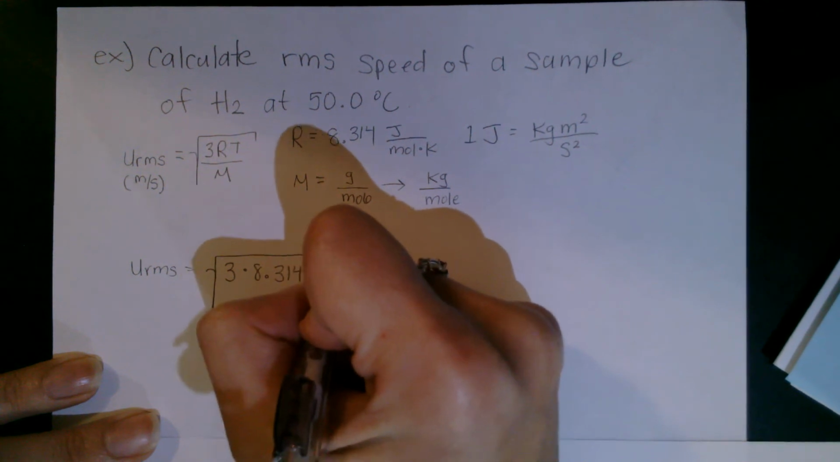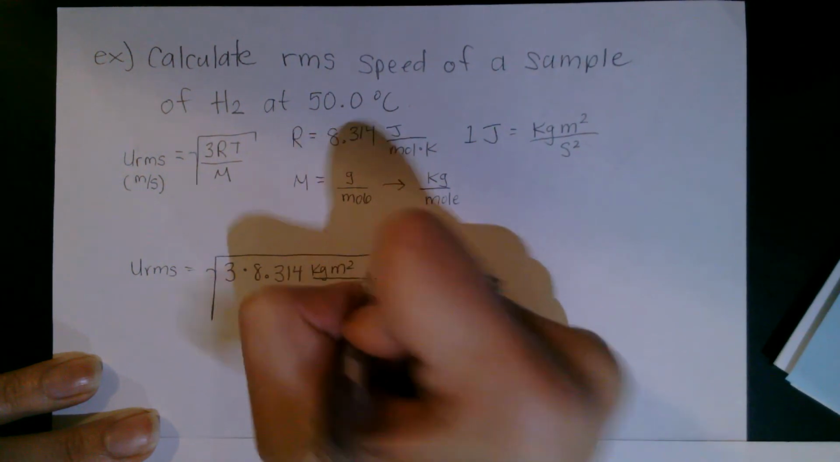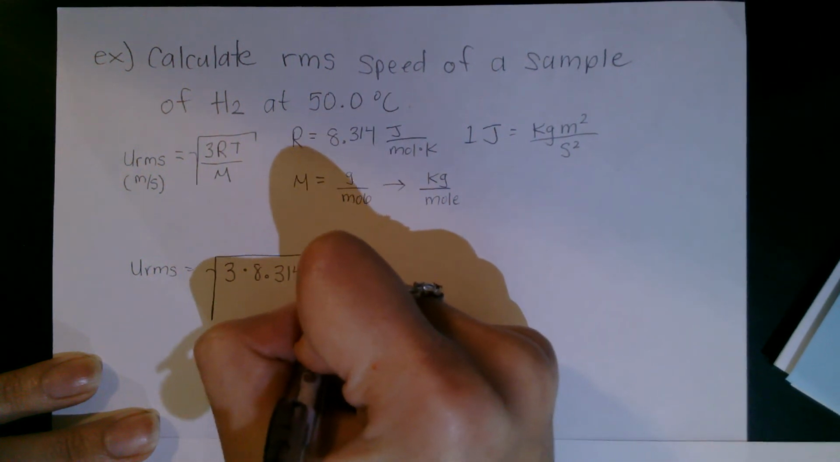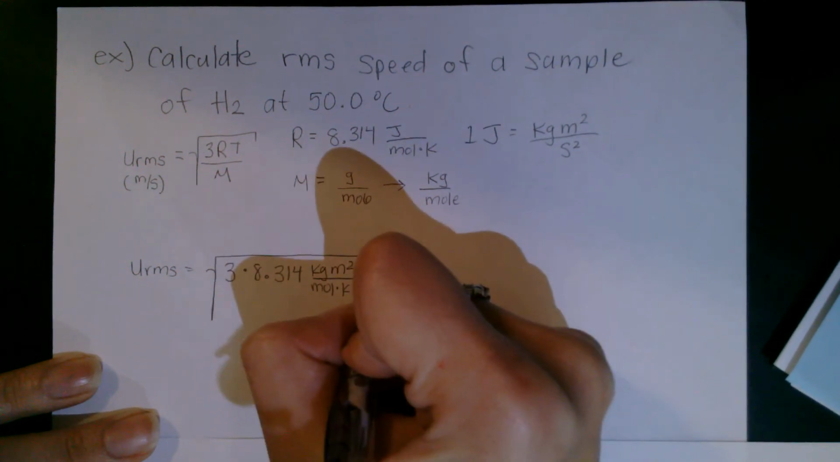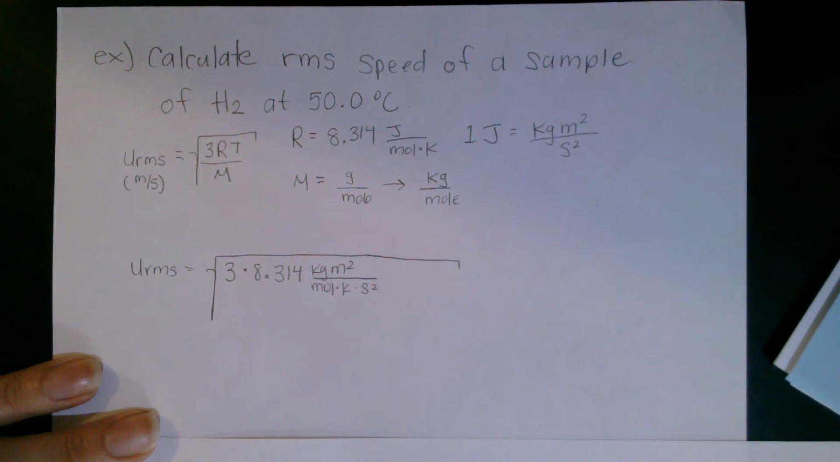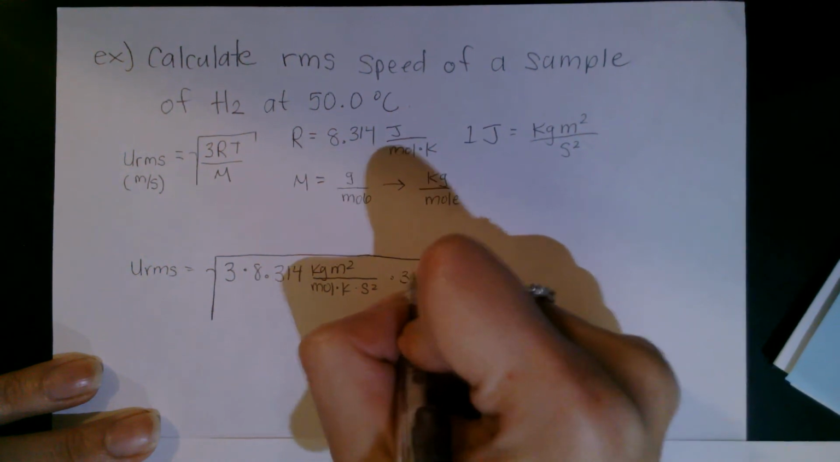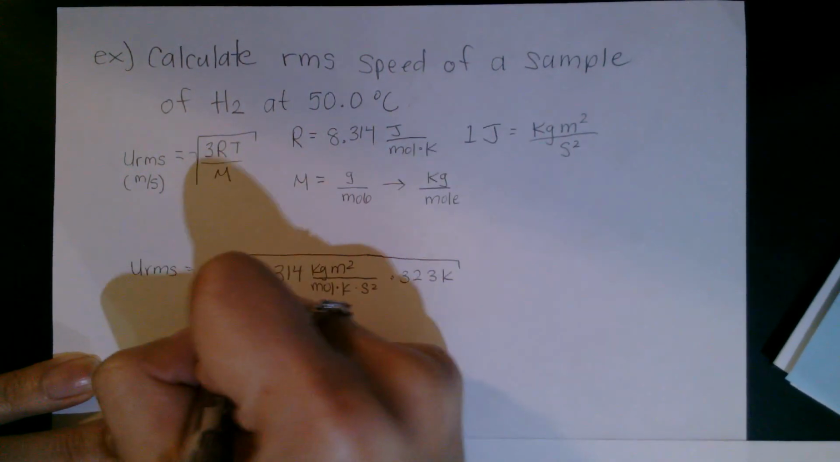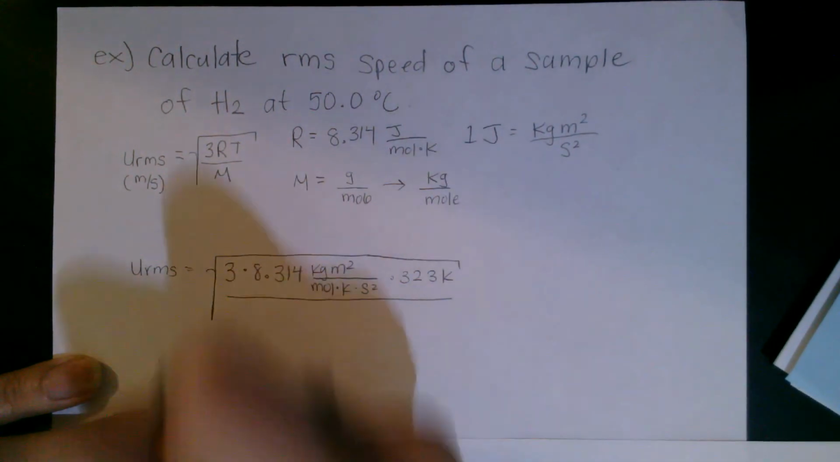So the units are kilograms meters squared per mole Kelvin second squared. Okay, now we need the temperature. So it's 50 degrees Celsius, which is 323 Kelvin, divided by the molar mass.